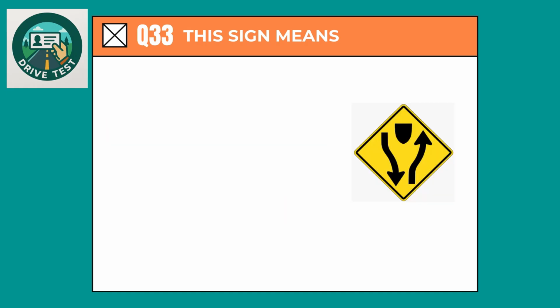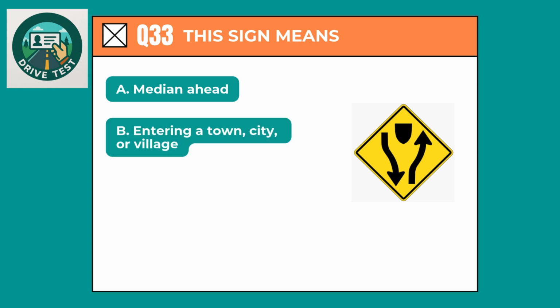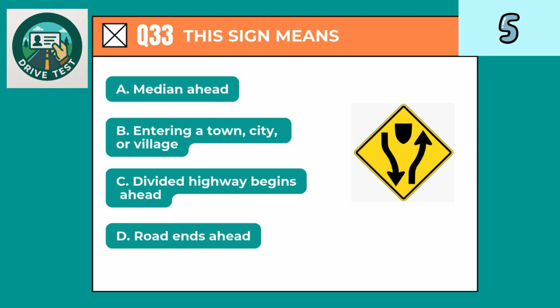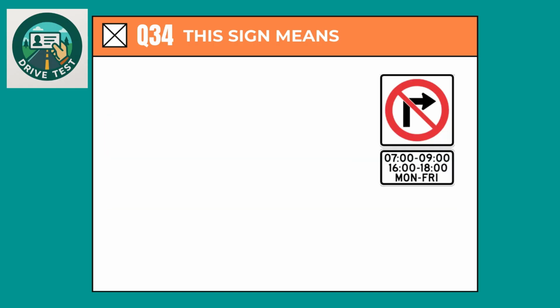Question 33. This sign means A. Median ahead. B. Entering a town, city, or village. C. Divided highway begins ahead. D. Road ends ahead. The correct answer is C. Divided highway begins ahead.